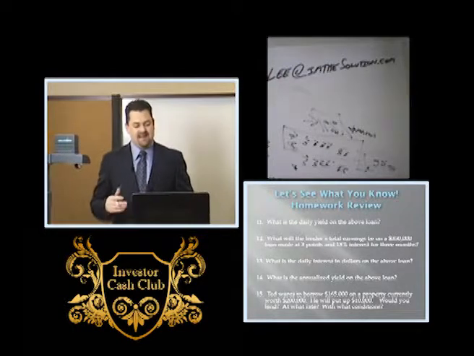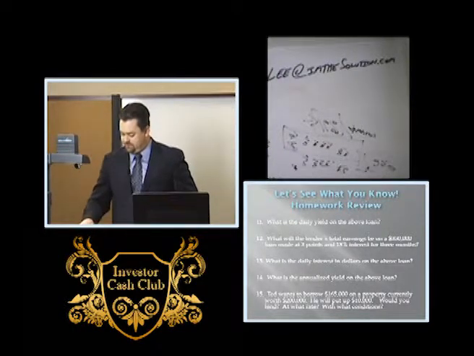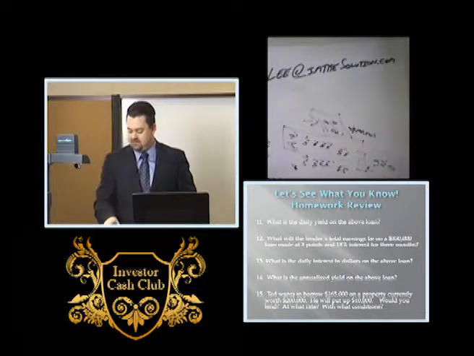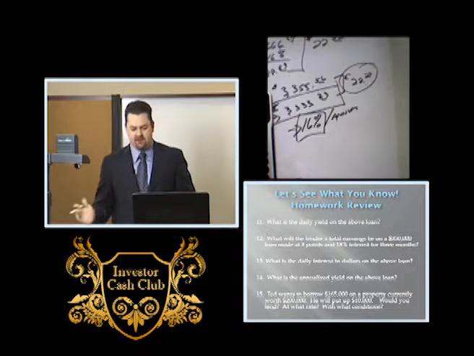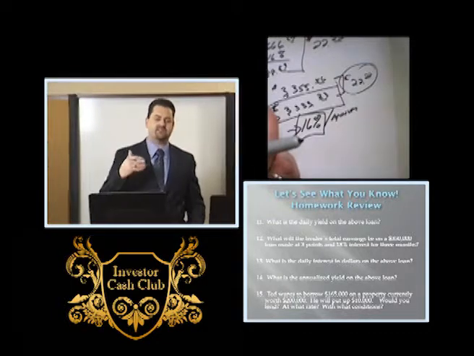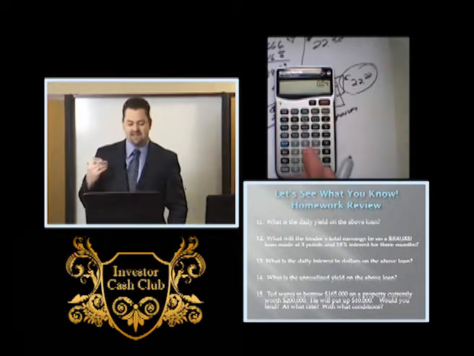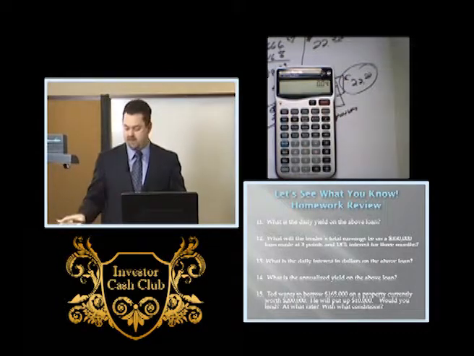Okay, question 11. What is the daily yield on the above loan? The daily yield on the above loan. Well, to do that, we merely take the 16% per annum and divide it by 360, which means we're earning, and it's not carrying it out as far as it should, but it's effectively 0.0004% yield on the daily rate.